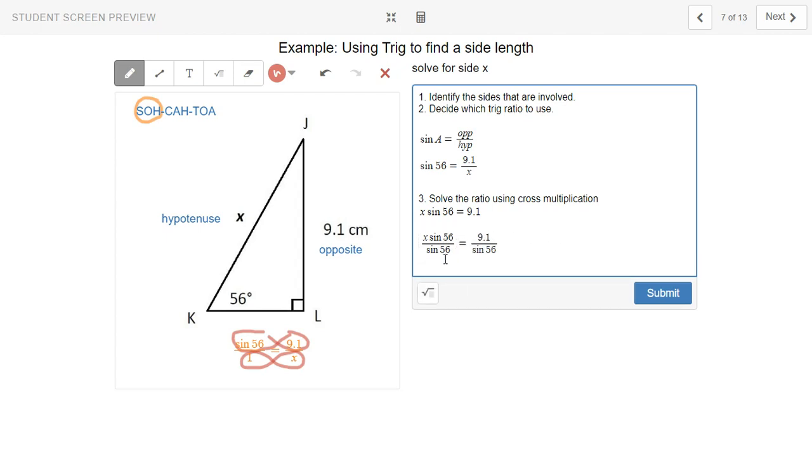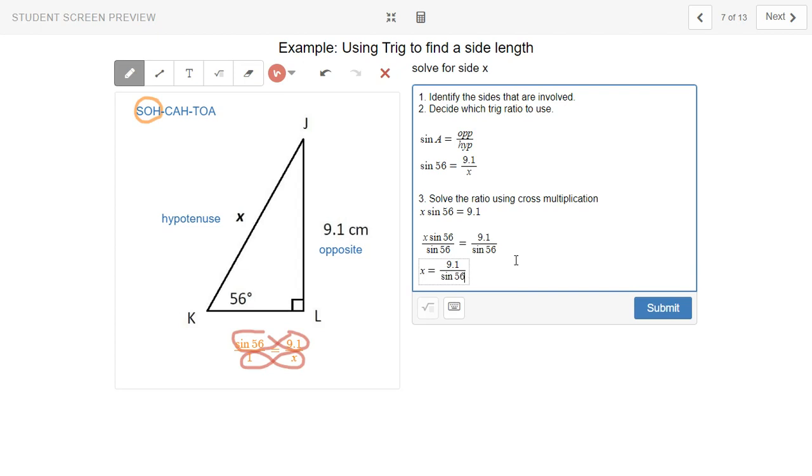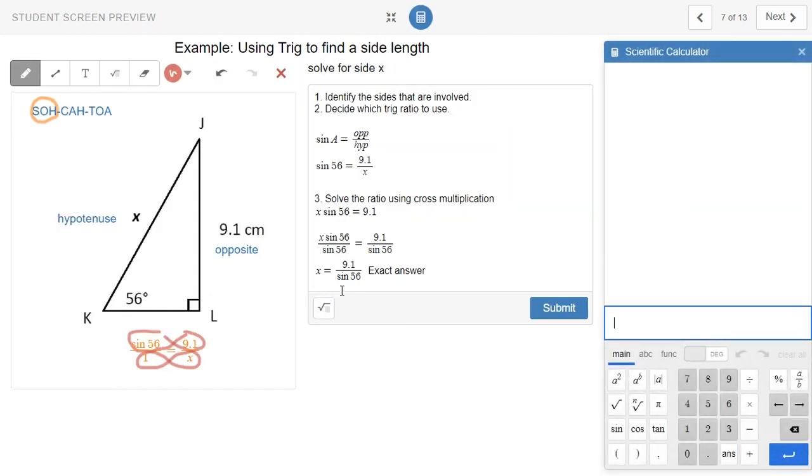On the left side, the two sine 56's divide out, and we just have x is equal to 9.1 over sine 56. Now, this is called the exact answer. I call this the exact answer because there's no rounding involved. It's the most precise because I haven't rounded anything. Now, usually with trigonometry, once you use sine, cos, and tan, you're almost guaranteed to get a decimal. So we can get our rounded answer by putting it into the calculator.